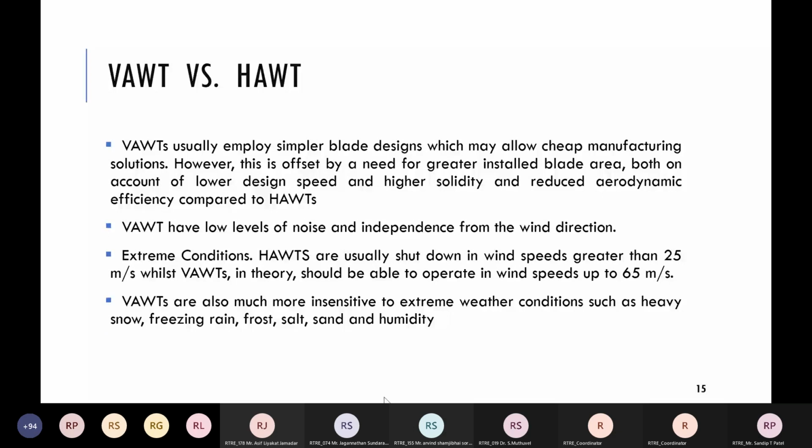There are many other reasons, including that they have a low level of noise and they can accept wind from any direction. It means no pitching joint.